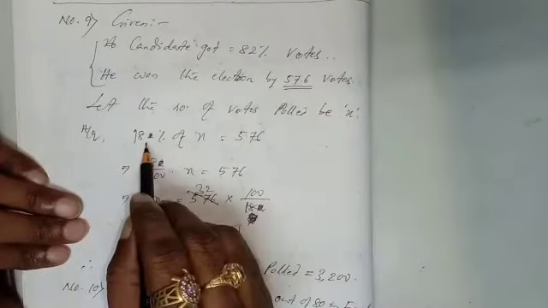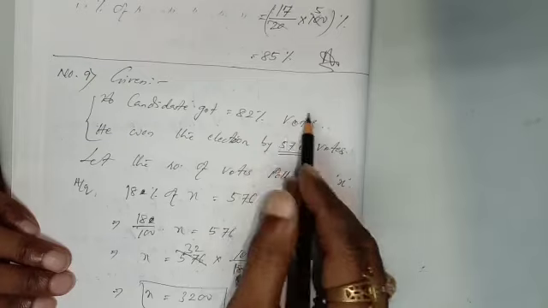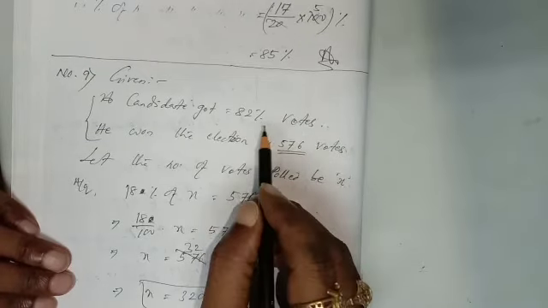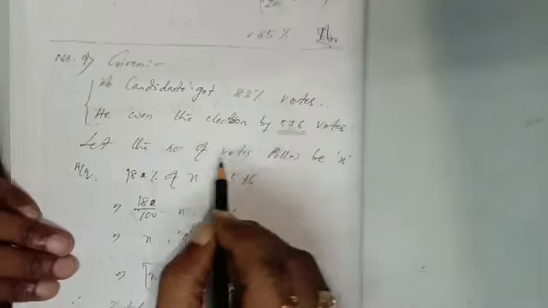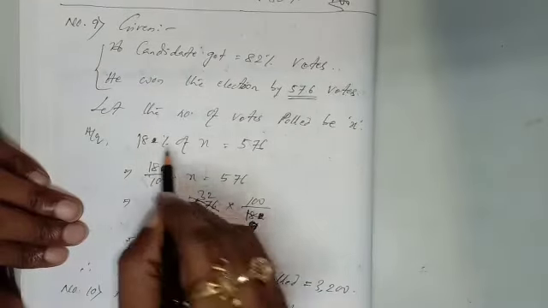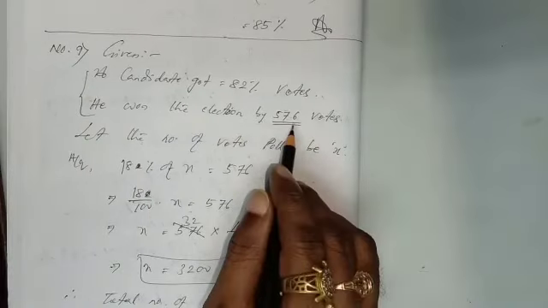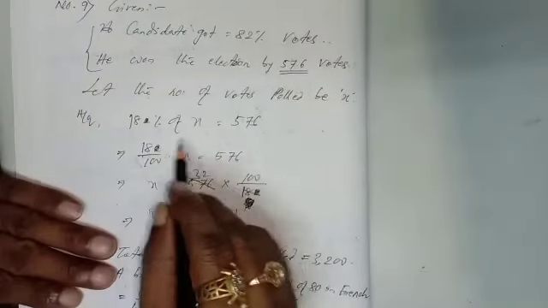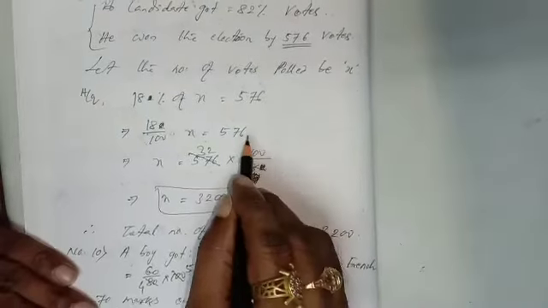Whenever 82% votes he got, then how much is the difference? 100 minus 82, that is 18%. The difference is 18%, therefore according to the question, 18% of x is equal to 576, because he won the election by 576. 18 by 100 into x is equal to 576.